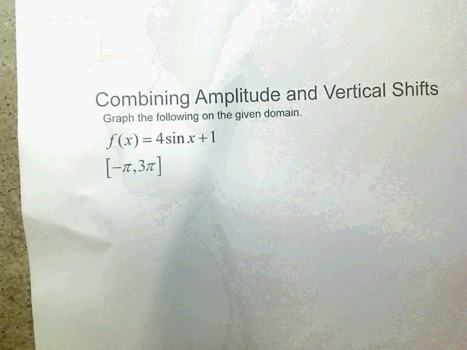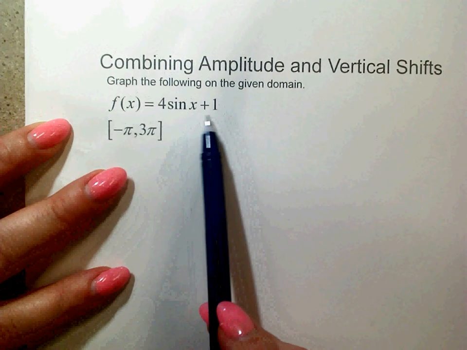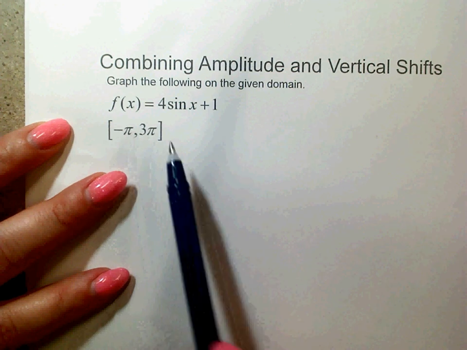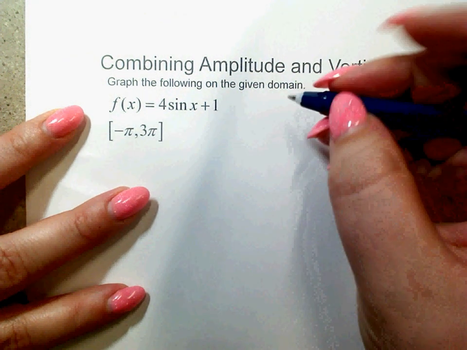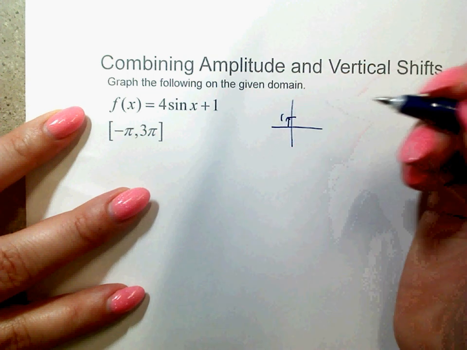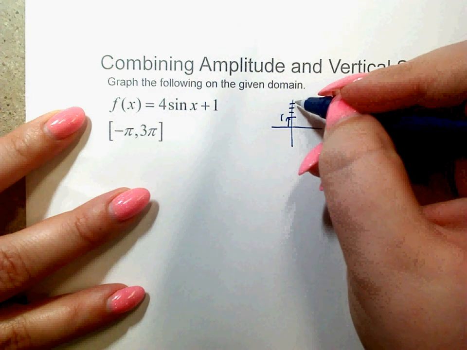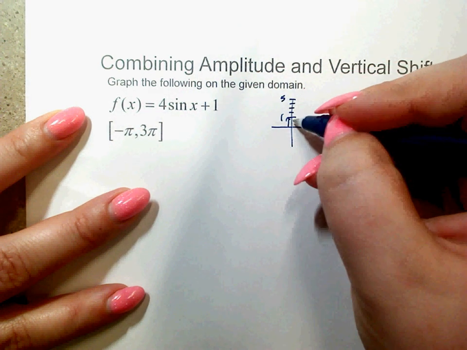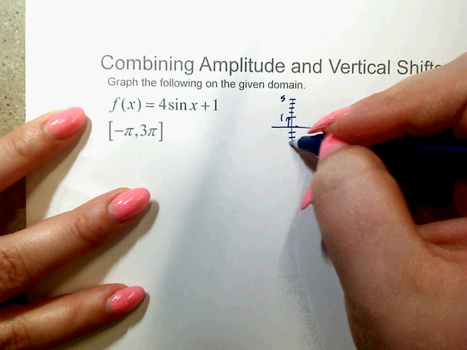On the next one, I have 4 sine plus 1, and I want you to graph it from negative pi to 3 pi. Okay, so again, I'm going to think about my amplitude and my vertical shift. I'm supposed to go up 1, and then have an amplitude of 4. So I'm supposed to go up 4, so 1, 2, 3, 4, that puts me at 5, and then down 4, 1, 2, 3, 4, which puts me at negative 3.